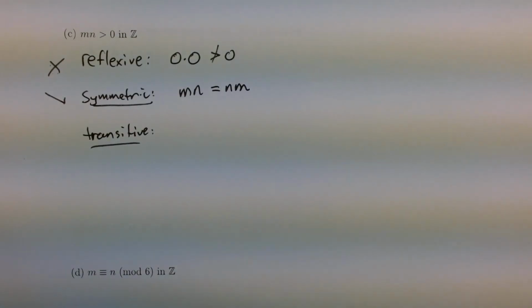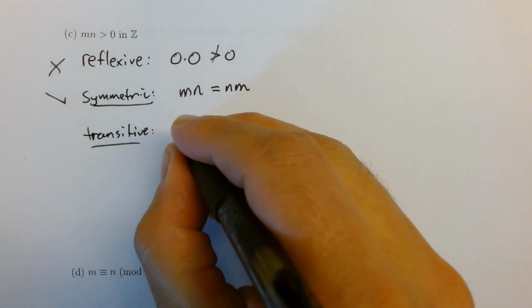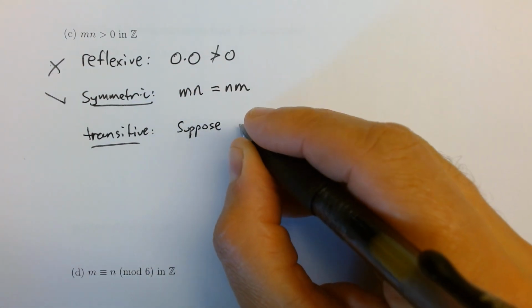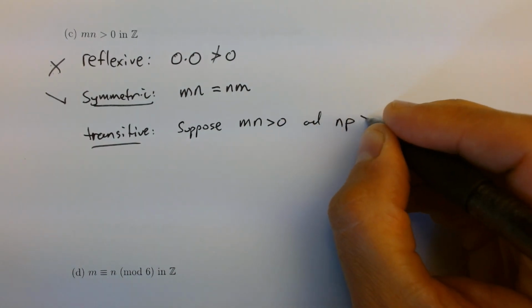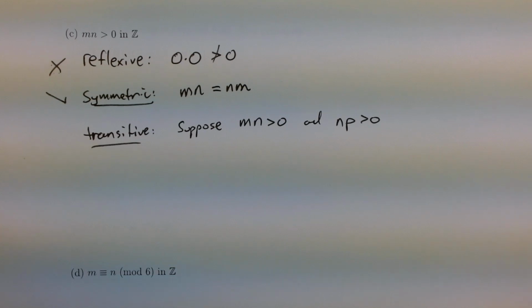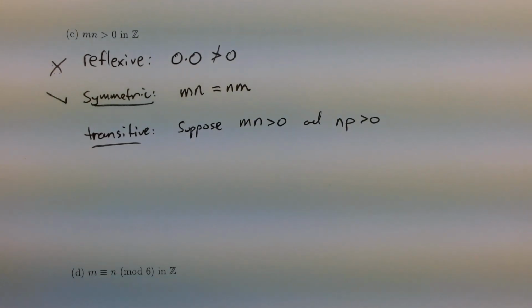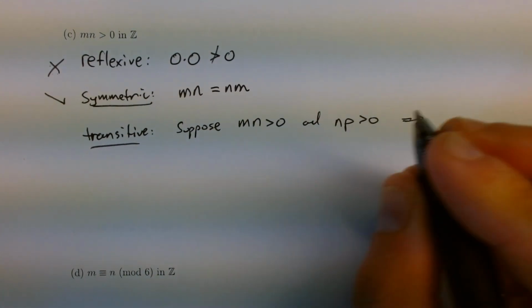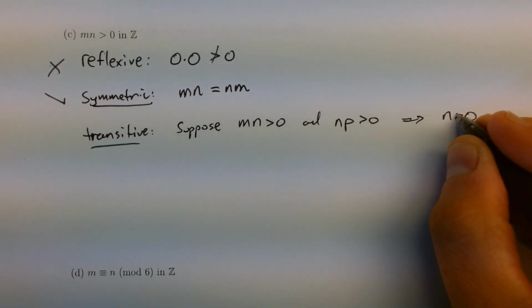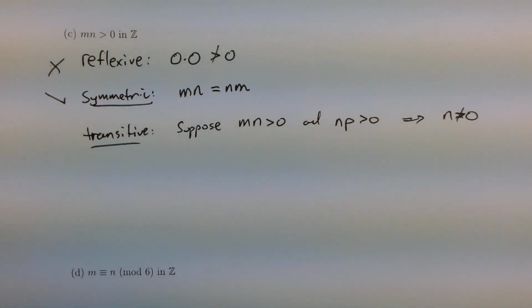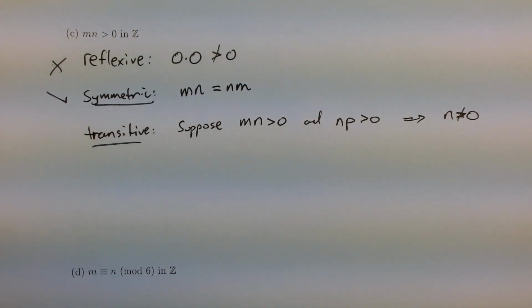Here I'll do a little bit of a proof. So suppose m times n is greater than 0 and n times p is greater than 0. Notice that that implies that every value here has to be non-zero, because if any of them were 0, then you would get 0 and not something greater than 0. So in particular, n is not equal to 0. It certainly can be negative. But we need that for the proof.